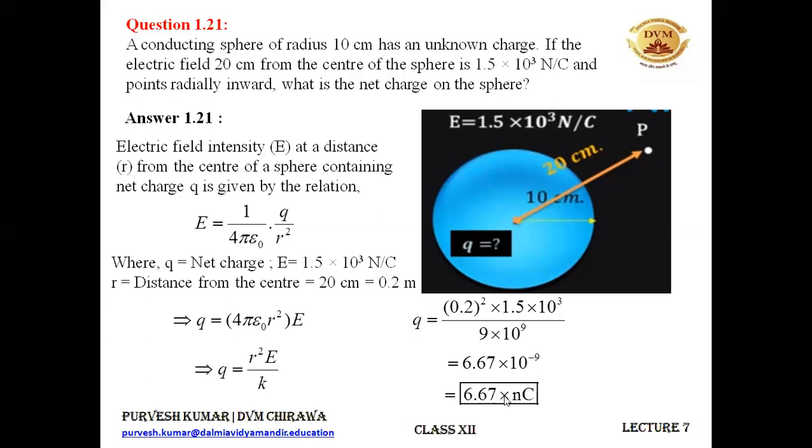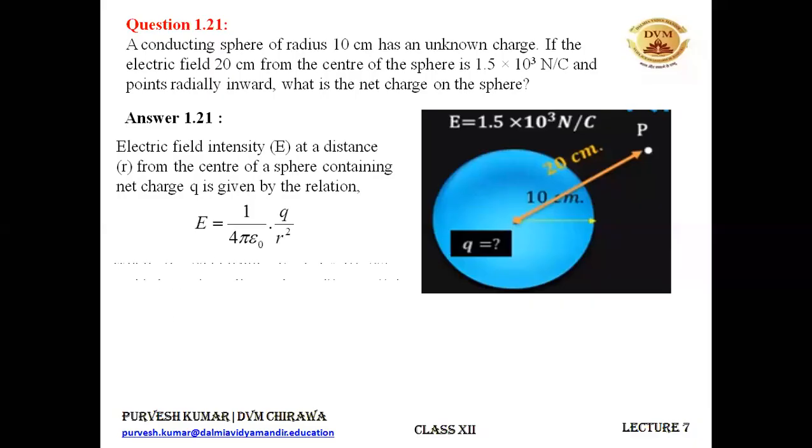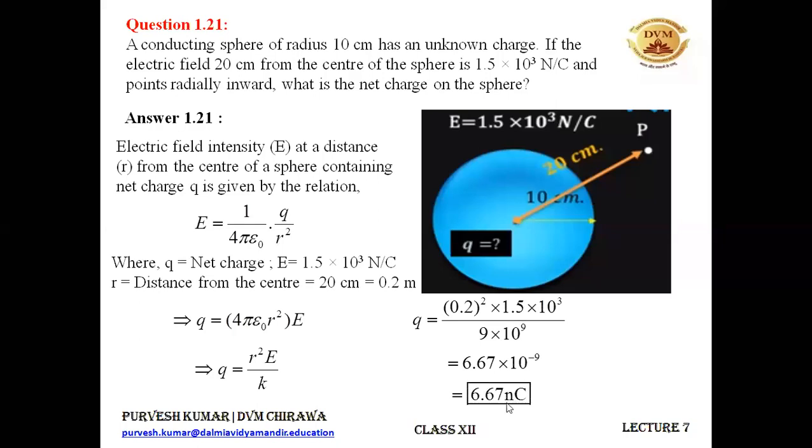It is just 6.67 nanocoulomb, not into. Please make it 6.67 nanocoulomb, like this. The sign of this charge has to be negative. Why so? Because the electric field is pointing in the inward direction. So you will say the field is inward, hence Q is negative. If the field is outward, the Q has to be positive. So this is the total charge that is present on this sphere. I hope it is clear.